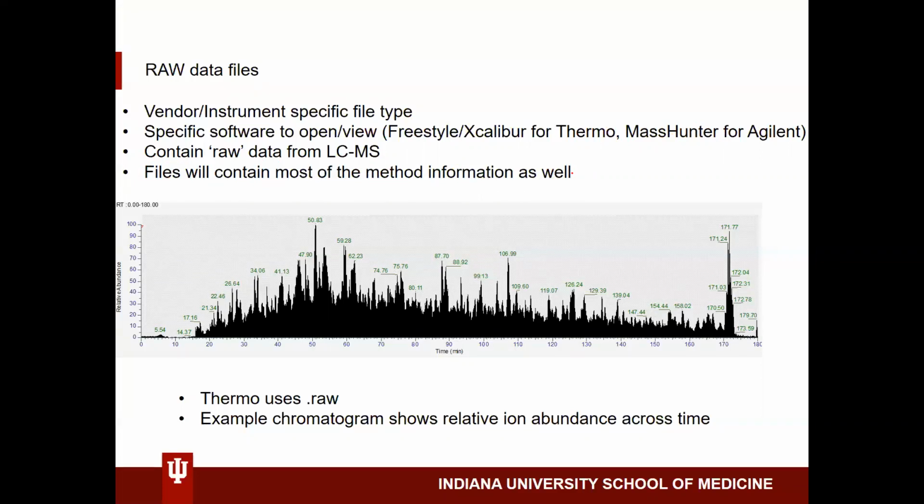So here we have an example chromatogram of just a total ion abundance, relative abundance over time. So this was a 180-minute method. Thermo uses a .raw for the end of their file name. So anytime you see probably a very large file with .raw at the end, it's probably directly from the mass spec.